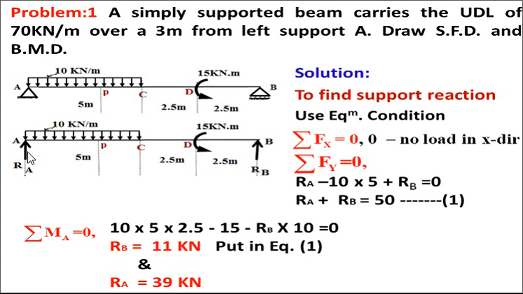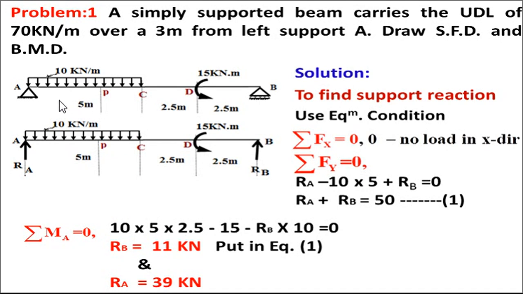So take moment about A. Okay, now consider this moment. Moment about A. So 10 into 5. Now UDL means whenever there is a UDL, you should consider half distance from the center, because when you add the total load 10 into 5, 50 kilonewton, that will be acting at the center of the UDL. That's why you should consider this half distance. Half of 5 is 2.5. So 10 into 5 into 2.5. That will be the moment about A.